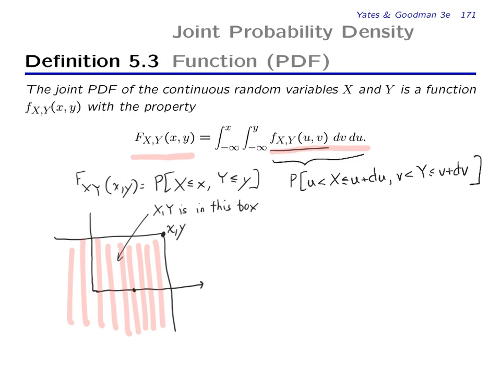Effectively, what's happening is if we think about a point here, u, v, this is the probability that we're in this little box right here, because this thing has volume du dv. In essence, the density function is just simply a function that is defined so that we can integrate it and recover the joint CDF.